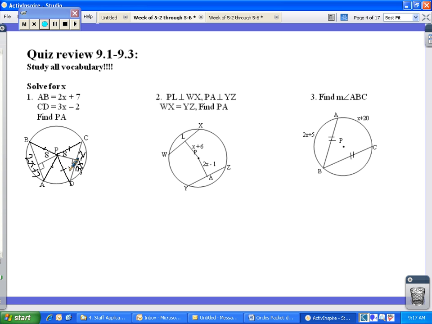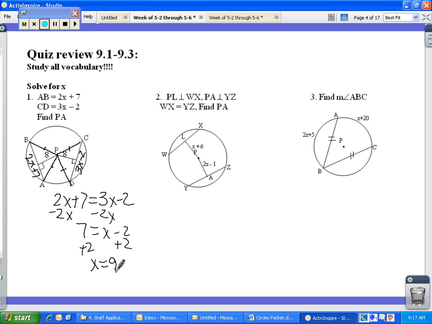So since I know that all of those are congruent, if I have two isosceles triangles that have the same altitude measurement of 8, I know that those two isosceles triangles are congruent. Okay? So with that, I can say that 2x plus 7 is equal to 3x minus 2. Now I can solve this equation, and I get that x equals 9.